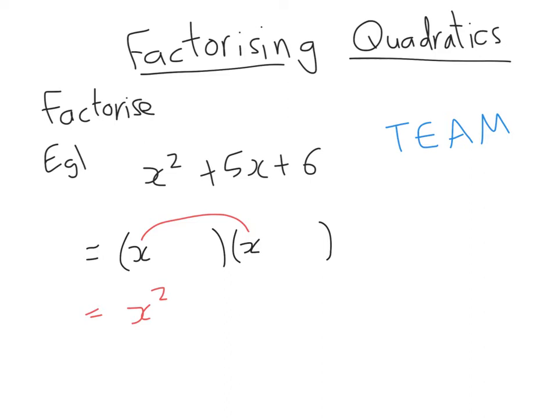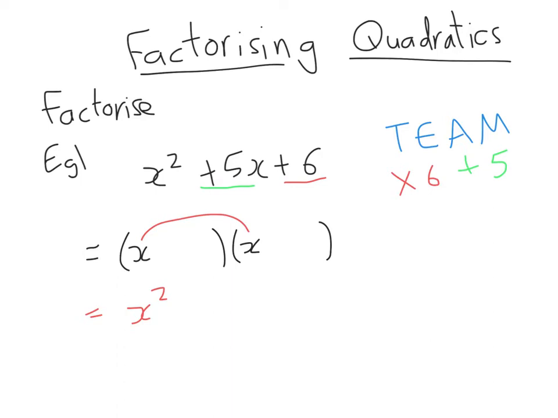So what does TEAM mean? T stands for times, or multiply, and E for end. So we're going to look for two numbers which times to give the end number, which in this case is 6. So what two numbers times to give 6? We will also then look to see what two numbers add to give the middle number, the coefficient of x, the number in front of the x. So TEAM tells us we're looking to find two numbers which times to give the end number 6 and add to give the middle number 5.